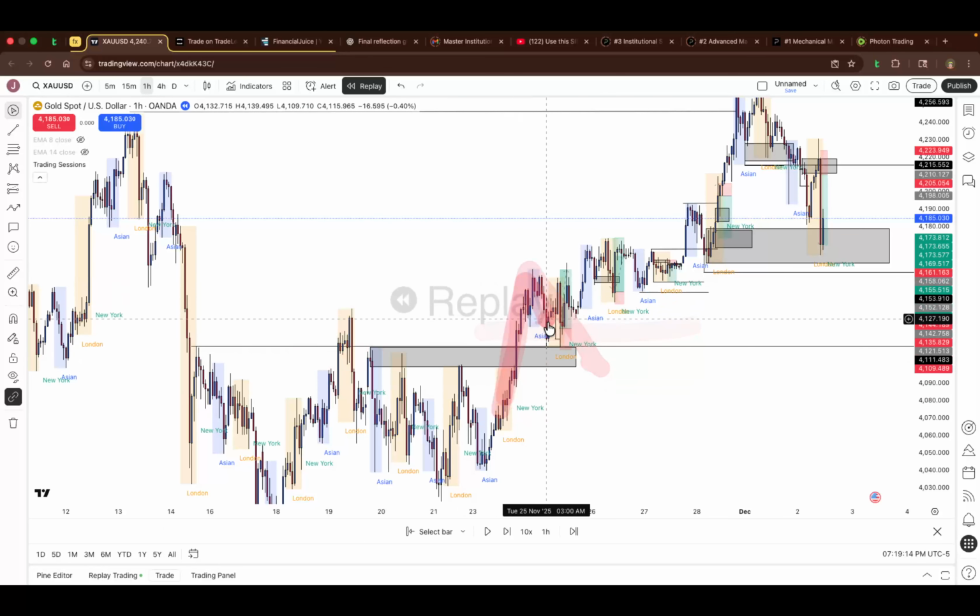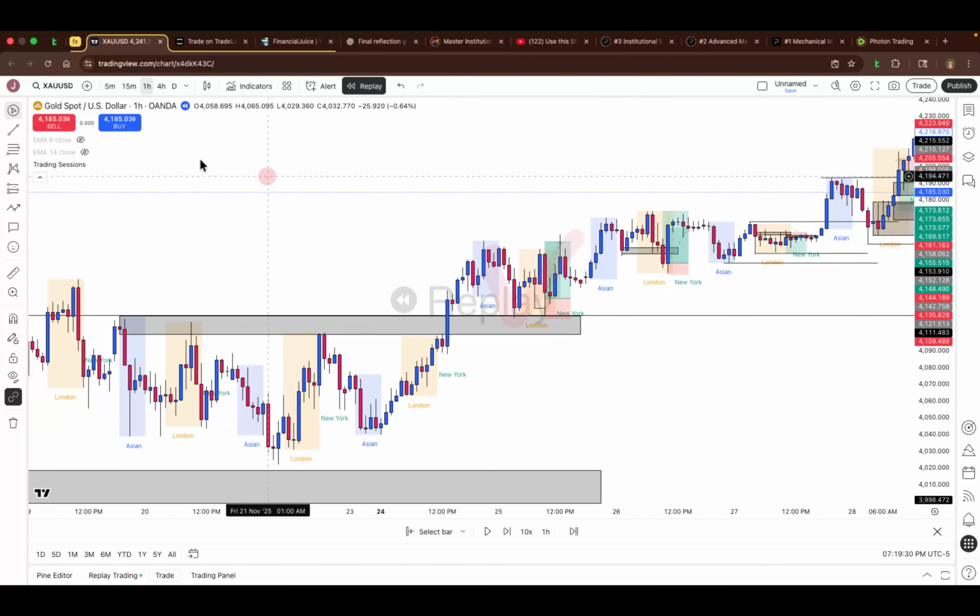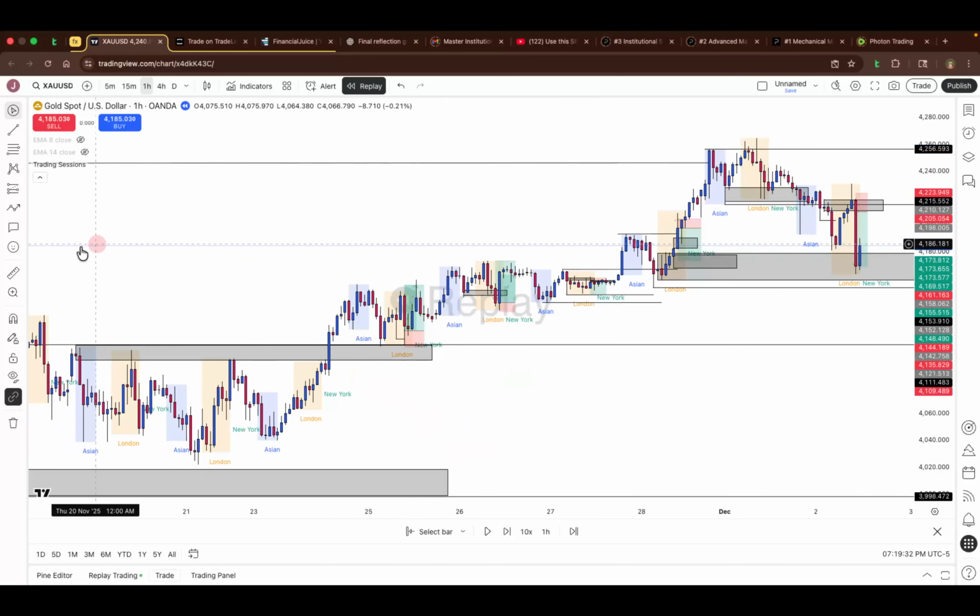Now I'm waiting for price to come down and create more market structure. We're looking for price to pull back now. So see price pull up. Now we are looking for the pullback. Then we're looking for an entry. So let's scale down. Let me write that again.